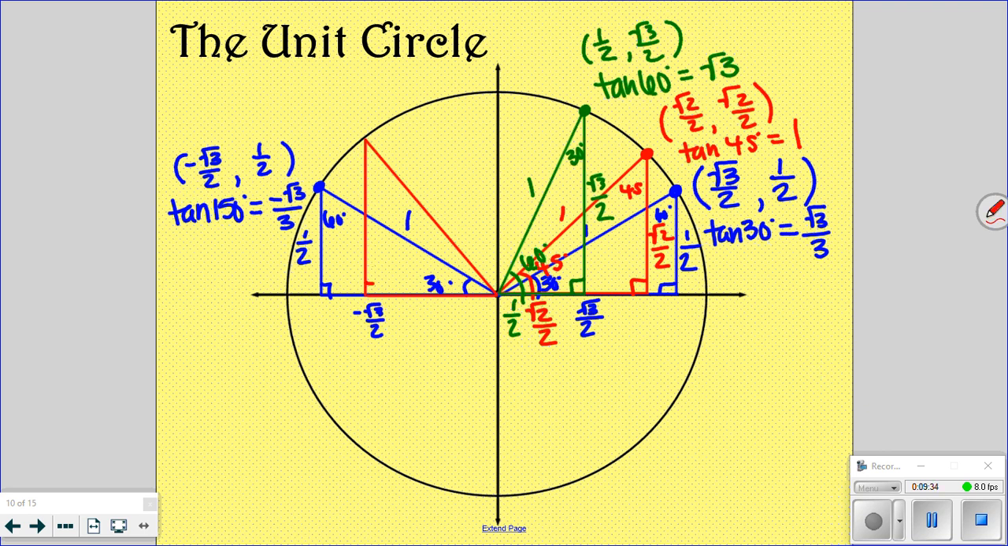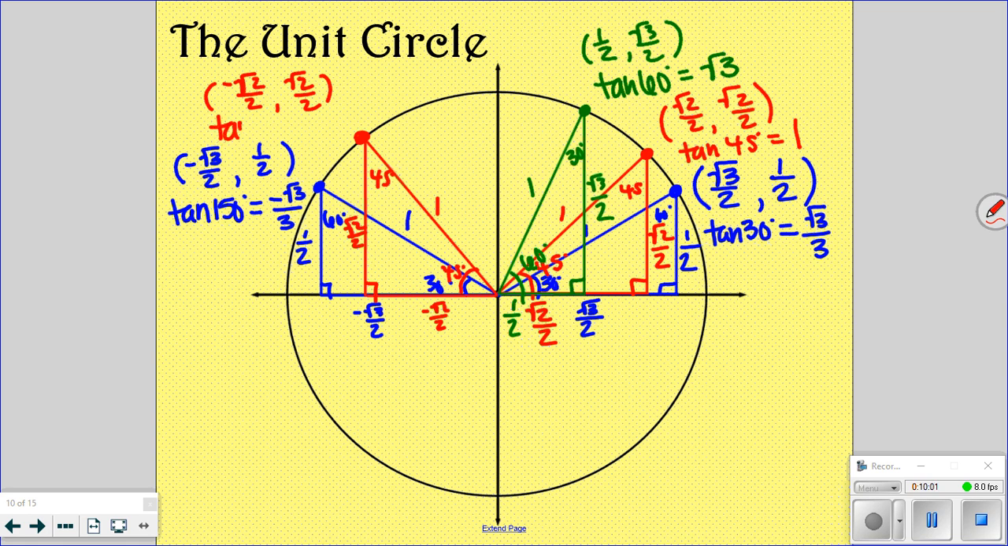So we have a right angle, and then 45 degrees, and this one is also 45 degrees. And our hypotenuse is 1, and then these side lengths are square root of 2 over 2, and this one is negative because we went to the left. So this point here is negative square root of 2 over 2, and then square root of 2 over 2.